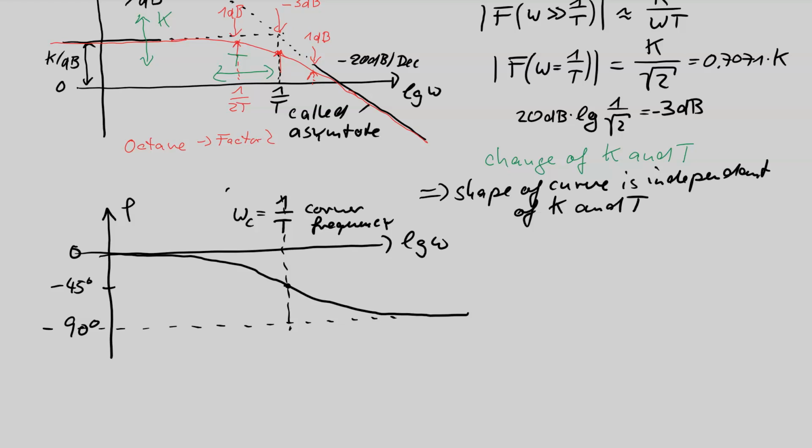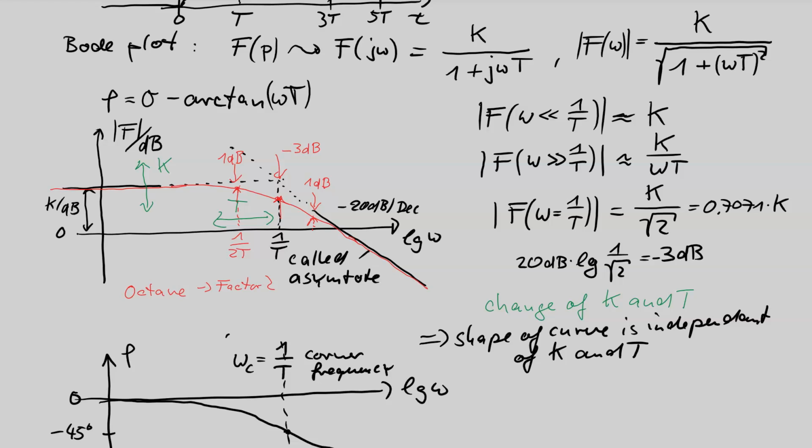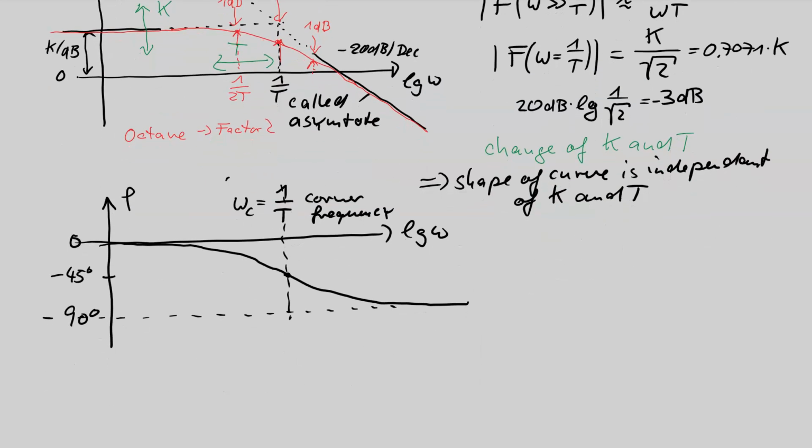If I change k and t, then you will see the following effect. If k is changed, nothing happens because k has no influence on any phase value. If t is changed, then the curve is shifted to the right or left side. So the position of the curve depends on the corner frequency, depends on the time constant t. That's all. All PT1s in the world have the same shape of the phase curve. So far, all to the PT1.